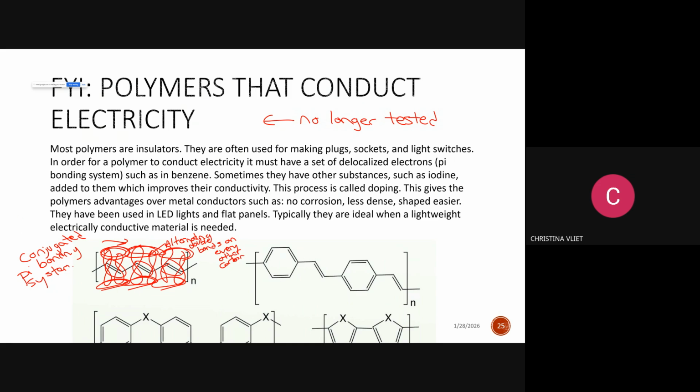Means they can move through. It means they're not bound. So those pi bonding electrons can move, while the sigma bonding electrons are bound. So that's why you need the double bond, and it has to be every other. Because like if it wasn't every other, like let's say it was like this.